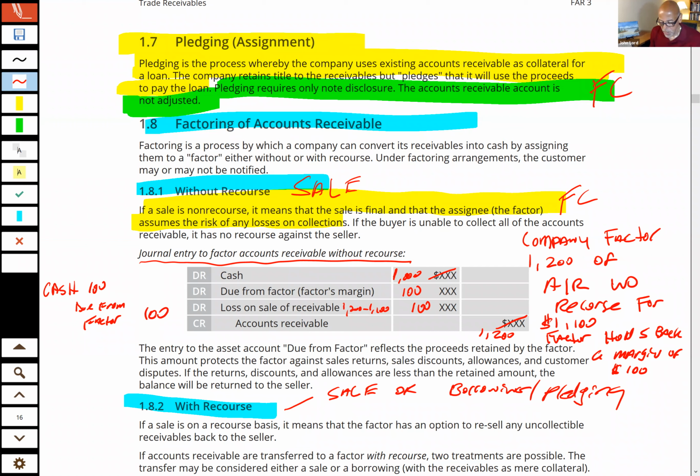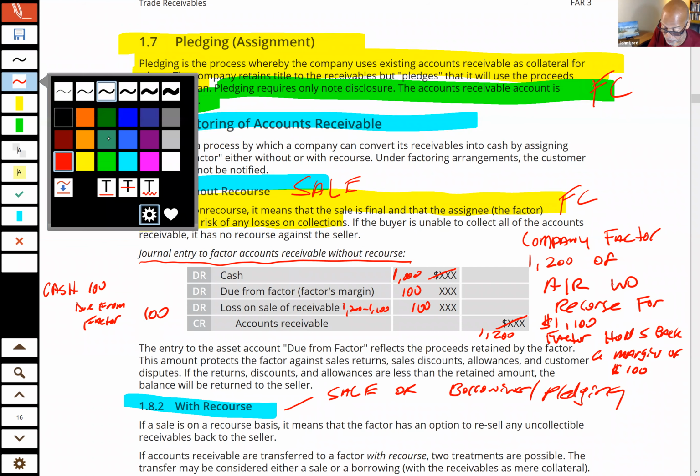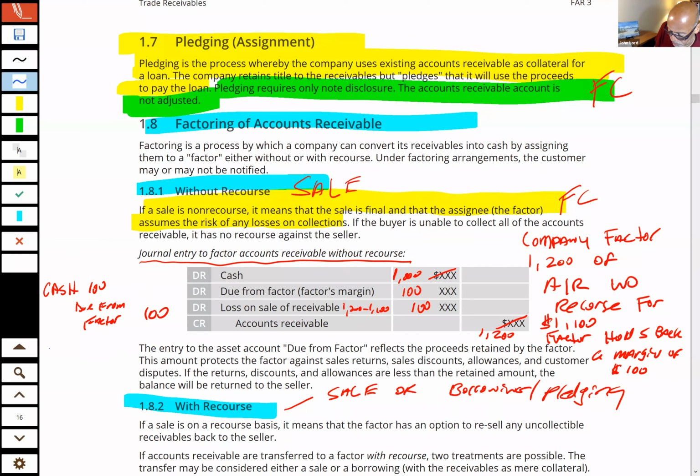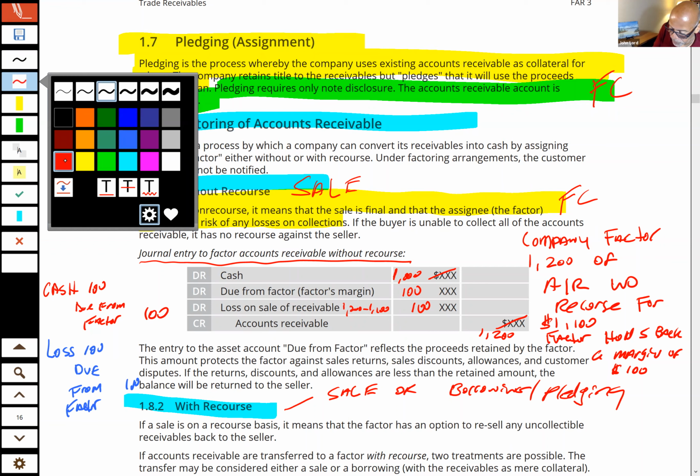Okay. If the factor says, hey, I wasn't able to collect on those, I'm like, oh, well, too bad. That was a without recourse factoring. And so what'll happen? They're not going to send me the additional 100. So I'll just debit loss for 100 and I will credit due from factor for 100.